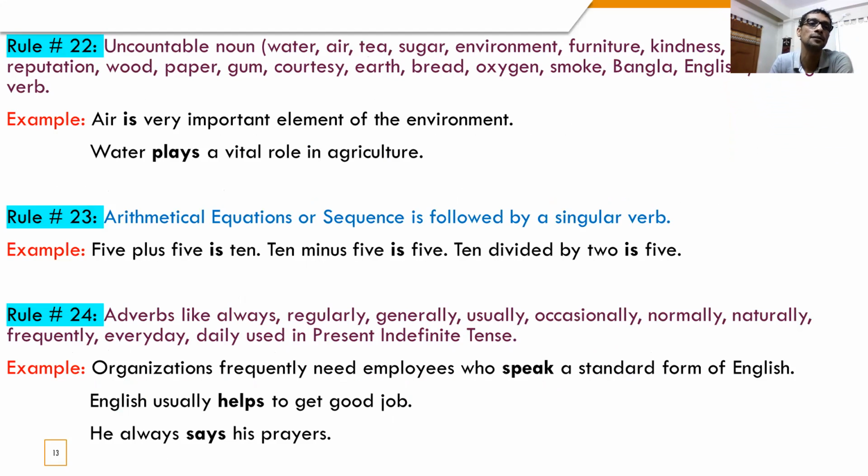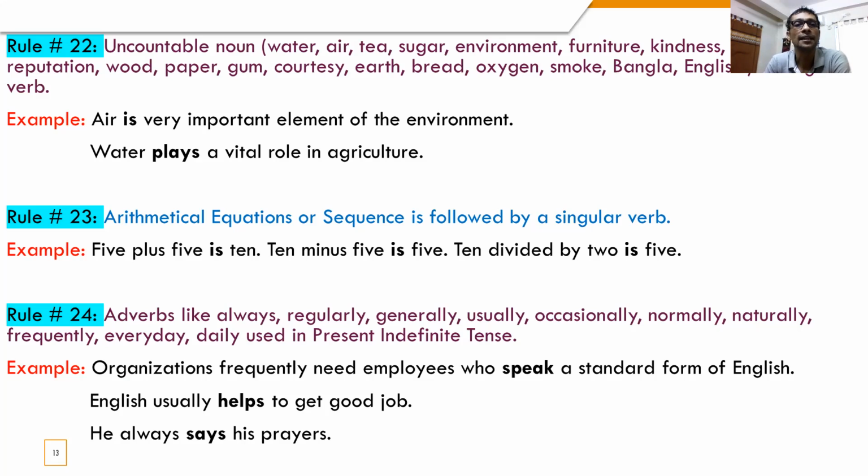Don't forget this. Like this example, air is an important element of the environment. Water plays a vital role in agriculture. So all the uncountable nouns are followed by singular verb. Very important. Rule 23, arithmetical equations or sequence is followed by a singular verb. Like 5 plus 5 is 10, 10 minus 5 is 5, 10 divided by 2 is 5.